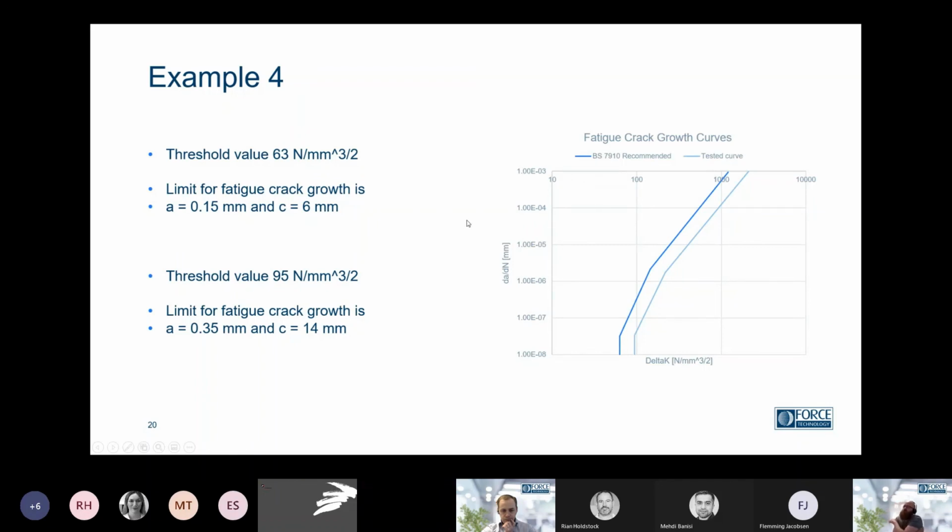Example 4 is similar to the 2 previous ones, but here we are looking at the limit for when fatigue crack growth is actually observed. For the BS7910 recommended curve, the limit for fatigue crack growth is for a flaw size or height of 0.15 millimeters and a length of 6 millimeters. If we increase the threshold value by a factor of 1.5, we increase this limit to a flaw height of 0.35 millimeters and a length of 14 millimeters.